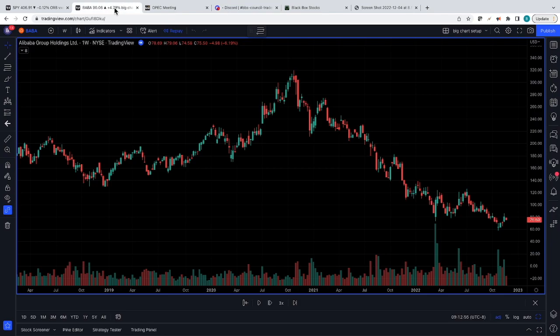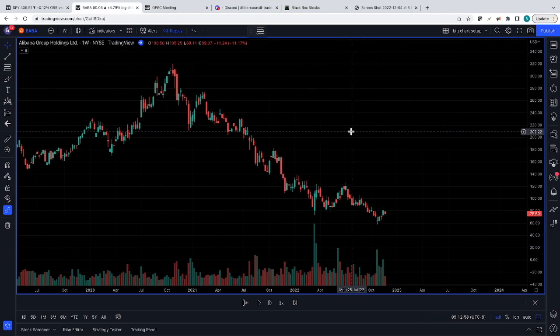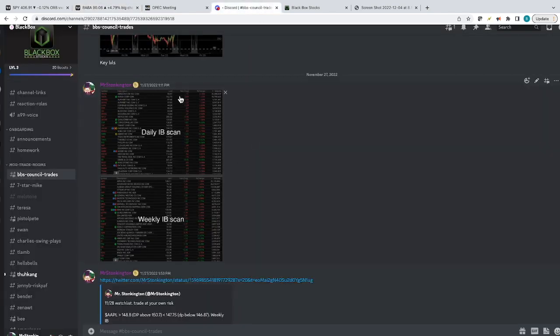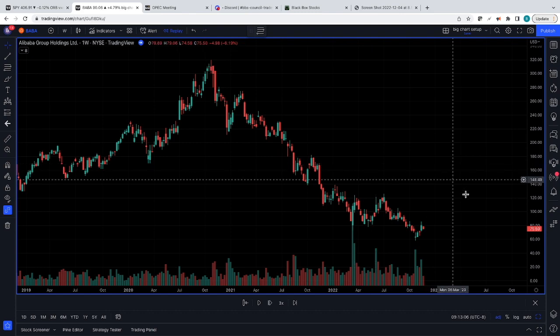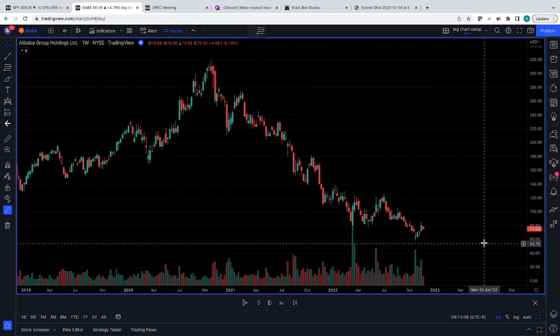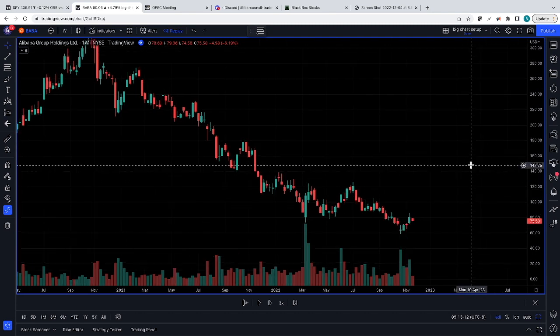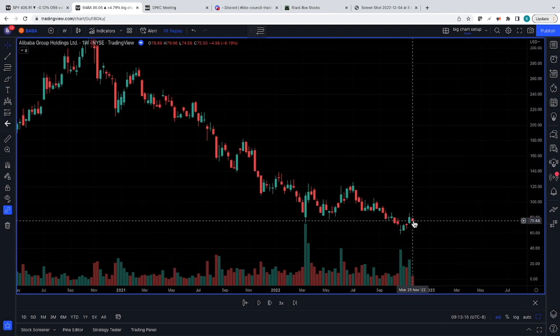So if we jump over to the BABA chart, this is what the BABA weekly chart looked like when I ran the scan and it popped there. So if we look at this chart, we're in replay mode. This is what it looked like when it hit the scanner, and it's because of this bar right here.